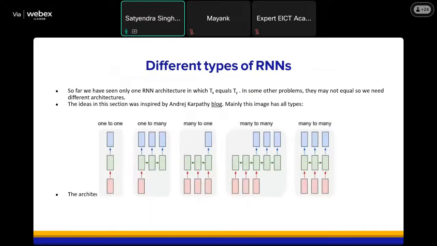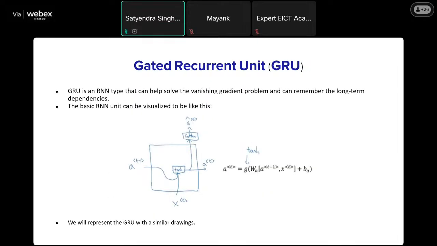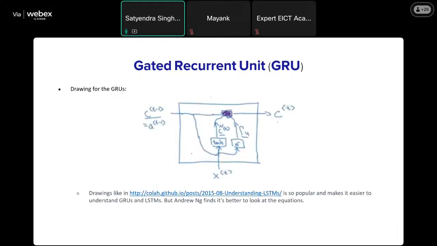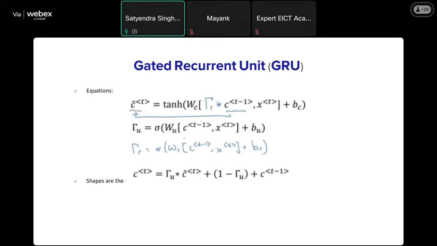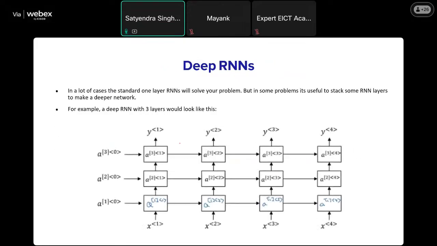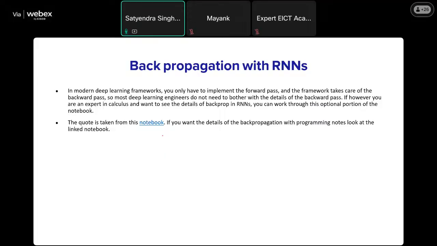And depending on different tasks, you have different types of RNN architectures that we had discussed. So one to many, many to one, many to many, and many to many when the input and output lengths are equal. So this we had discussed in the last class, and we discussed the gated recurrent unit as well, the full gated recurrent unit, and the LSTM that we had discussed last time. So this was the discussion that we had in the last class.